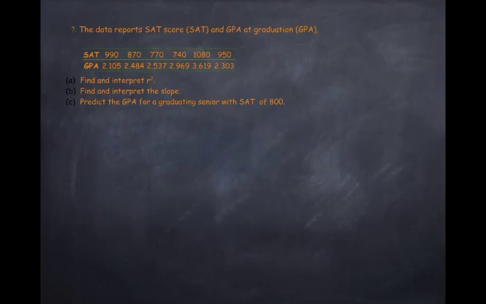Number 7. And so again, you're going to want your calculator out. Here we have the SAT score and GPA at graduation. And so again, you can predict a student's GPA based off their SAT score. So here we want to predict GPA from SAT. What you're going to do is make two lists inside your calculator. You should write these numbers down or have them inside your calculator.